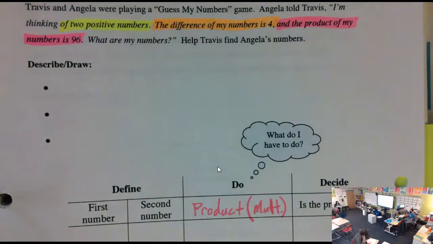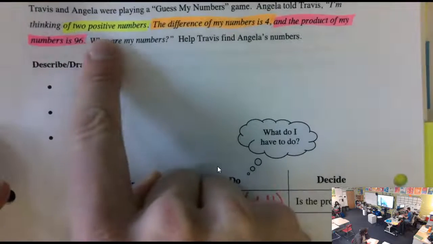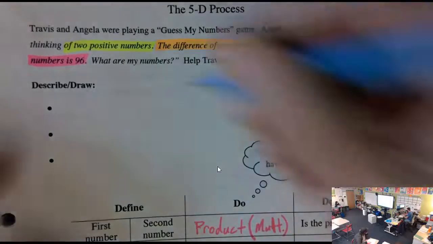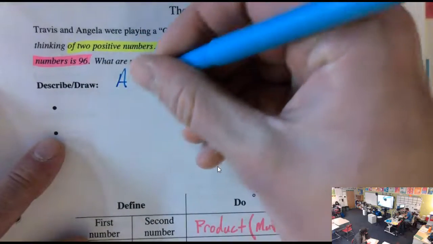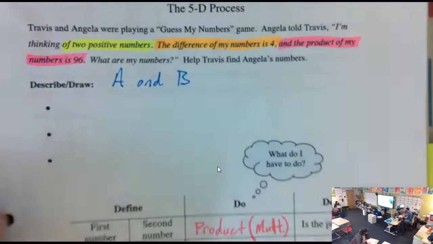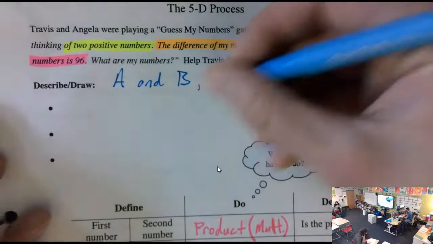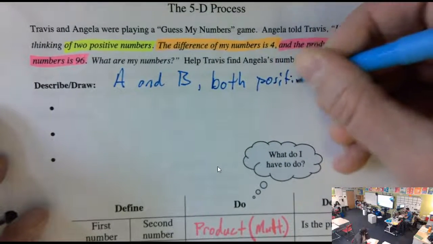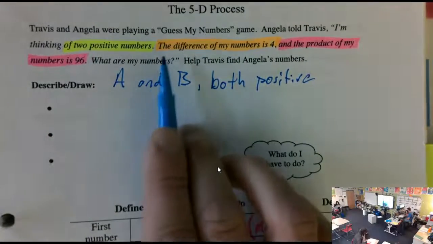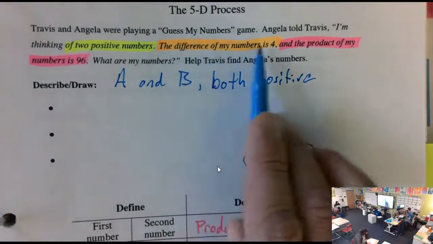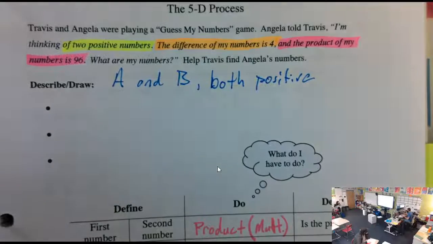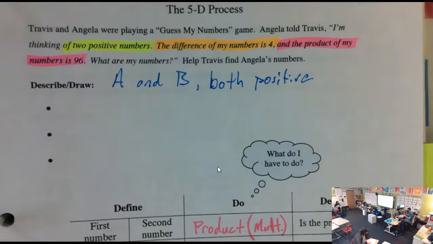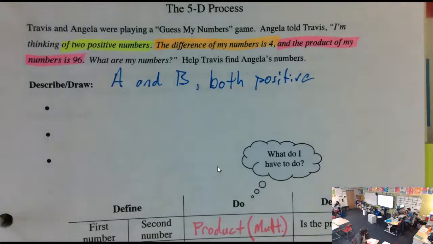You don't need to be done yet, right? But I want to suggest, a lot of you are writing down something about 2 positive numbers. You could go ahead and say A and B, or X and Y, or something, and then we can say both positive. But then they tell us the difference of my numbers is 4. Mia, how do we write that something has a difference of 4?